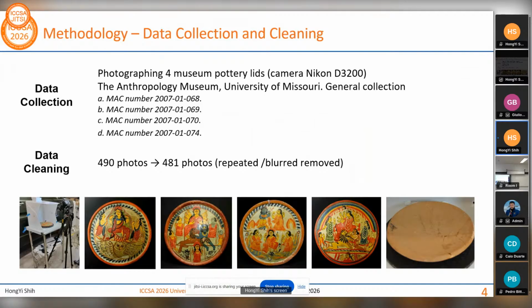The images were collected over 3 sessions with a turntable, so we could take pictures from different angles and various distances. And we took pictures of the leaves for both the front and the reverse sides. In total, 490 images were collected, and after removing the repeated and blurred images, 481 images were retained.